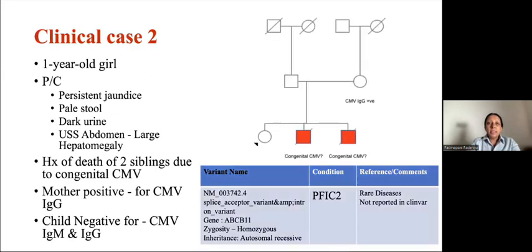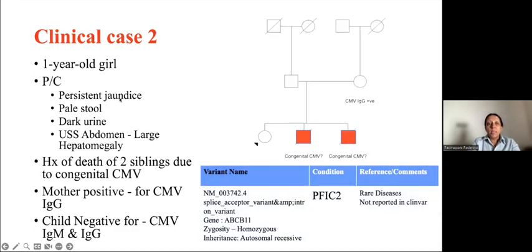In this case, she's a 1-year-old girl who presented with persistent jaundice. She's the proband, presented with persistent jaundice, pale stools, and dark urine, and the abdominal ultrasound detected large hepatomegaly. If you look at the pedigree, there were 2 sibling deaths, and with the clinical notes, it was labeled as congenital cytomegalovirus because the mother had CMV IgG positive.